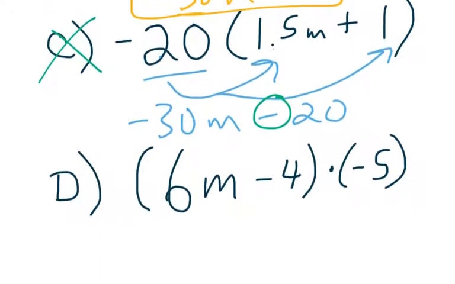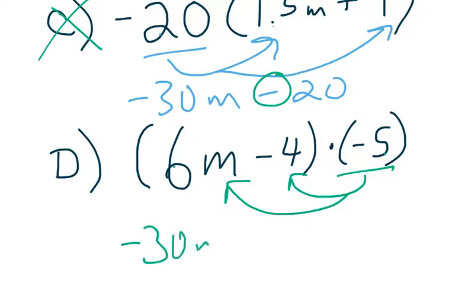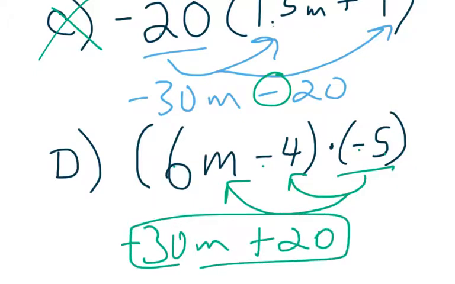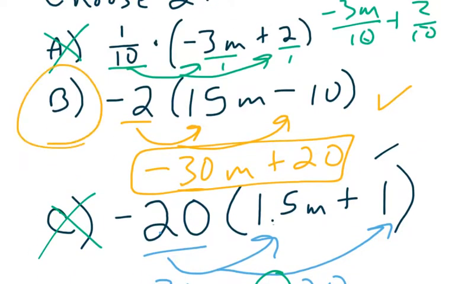And then, finally, this time the number's on the back side, but we do the same thing. -5 times -4, -5 times positive 6. So, -5 times positive 6 gives you a -30m. And then a negative times a negative gives you a positive 20. So, this one is good, D is a good answer, and B is a good answer.